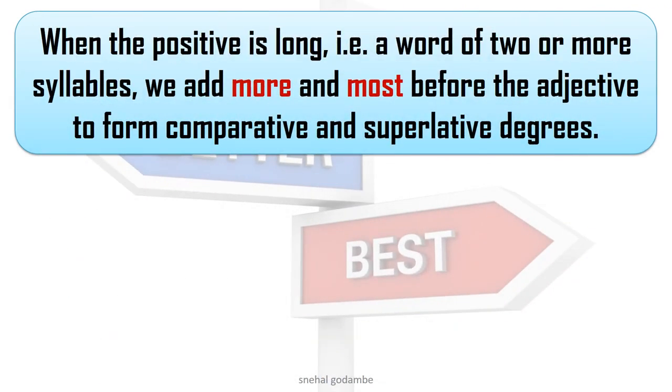The next rule: when the positive is a long word, that is a word of two or more syllables, we add more and most before the adjective to form comparative and superlative degrees. See, till yet we have seen that we have to add er or est. But here, when the word is a long word that has two or more syllables, then we are not going to add er or est, but we use different words, more and most.